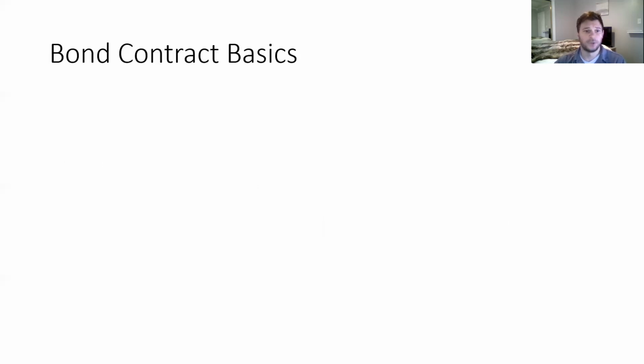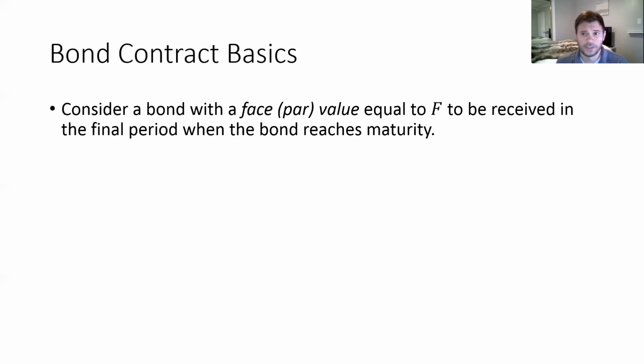Now, in terms of the description of a bond contract, we're going to go through the different parameters of the bond contract. The first one is something known as the face value or the par value of the bond. And for now, we're going to think about the par value as some chunk of money that you get paid at the very end of the maturity of the bond. Okay, so there's some chunk of money you get paid at the end.